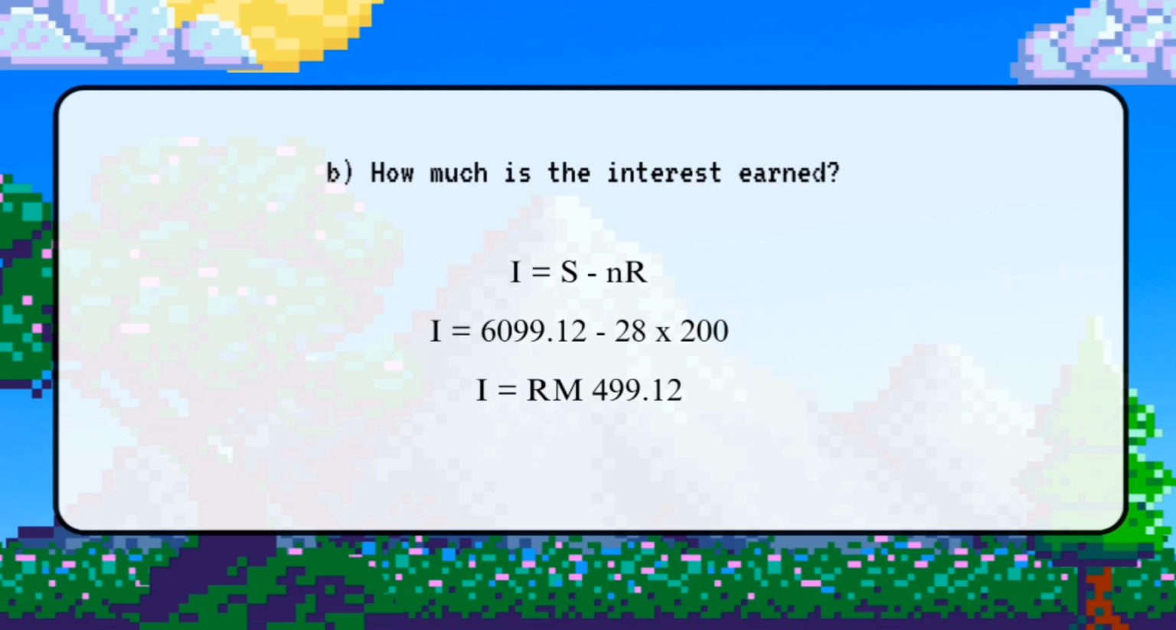Question B. How much is the interest earned? The formula to find the interest is I equals S minus n times R. I equals 6,099 and 12 cents minus 28 times 200. And the final answer is 499 and 12 cents.